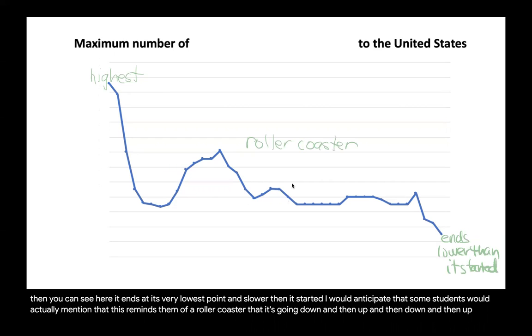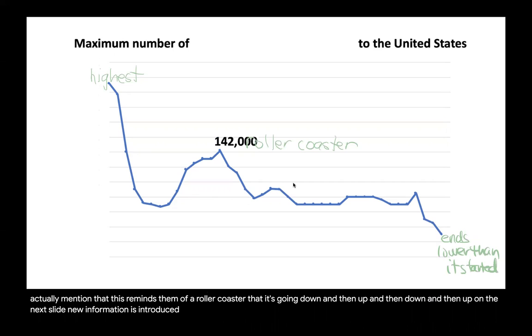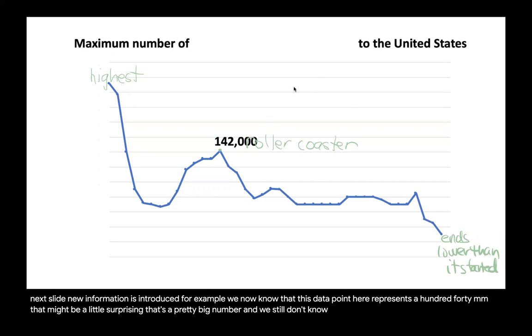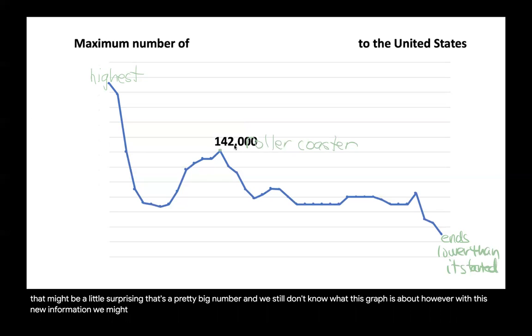And then on the next slide, new information is introduced. For example, we now know that this data point here represents 142,000. That might be a little surprising. That's a pretty big number. And we still don't know what this graph is about. However, with this new information, we might change what we're thinking about the intervals, or we might change what we're thinking about the value of the highest point or the value of the lowest point.